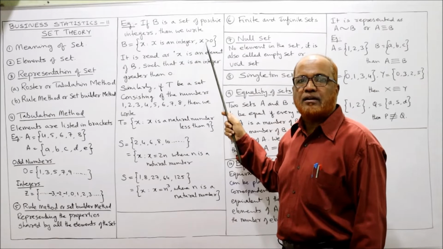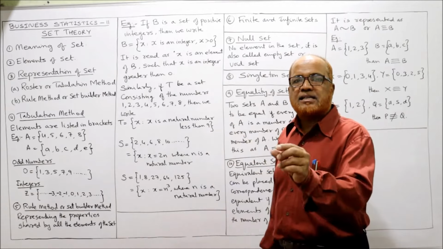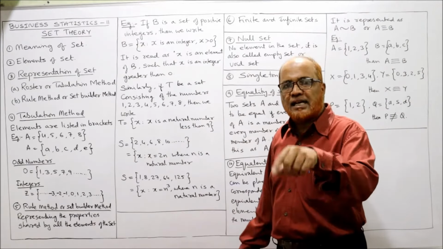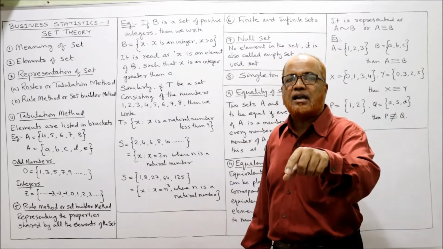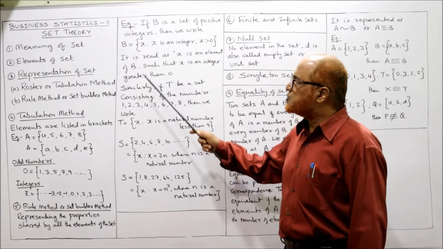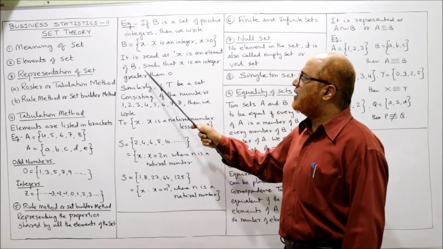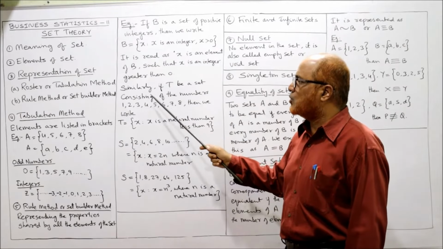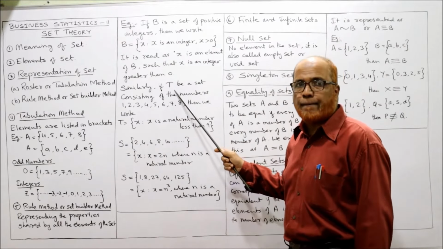The property I have written. What is the property? That X is an element of the set B such that X is an integer and this integer is greater than 0. That's it. So this expression is read as X is an element of B such that X is an integer greater than 0.